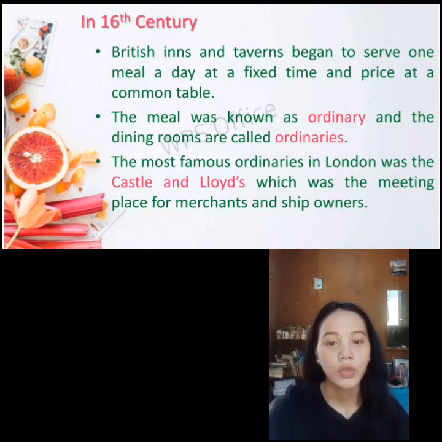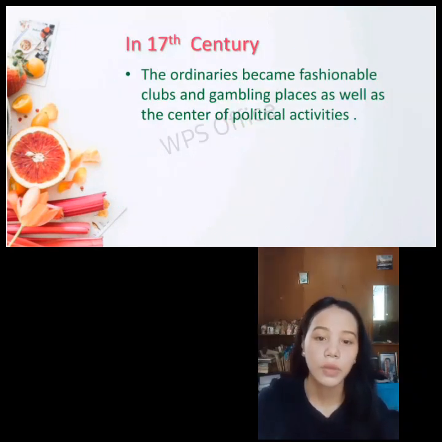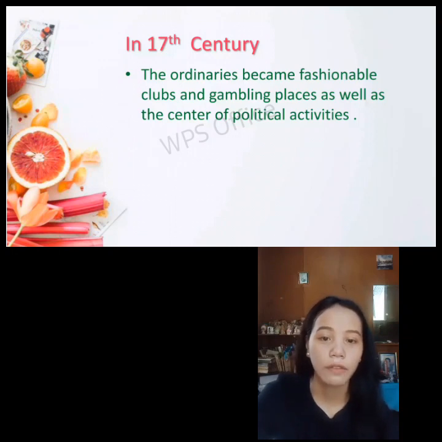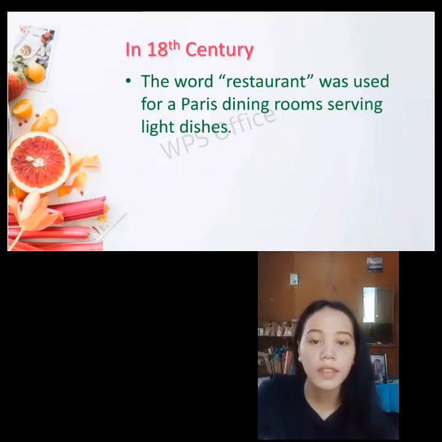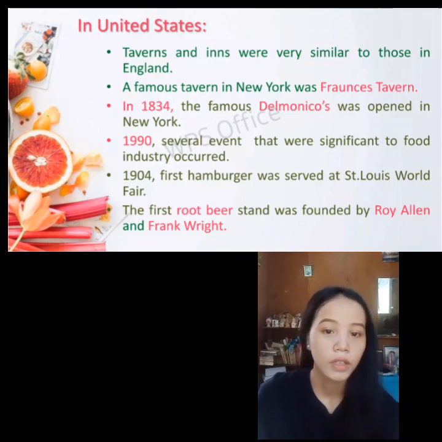In the 16th century, the meal was known as an ordinary and the dining room was called ordinaries. In the 17th century, the ordinaries became fashionable clubs and gambling places, as well as centers of political activity. In the 18th century, the word restaurant was used for Paris dining rooms serving light dishes. In the United States, taverns and inns were very similar to those in England. The famous tavern in New York is the Fraunces Tavern.